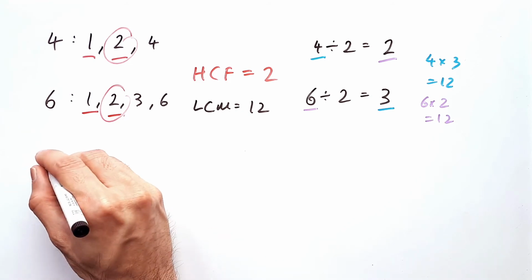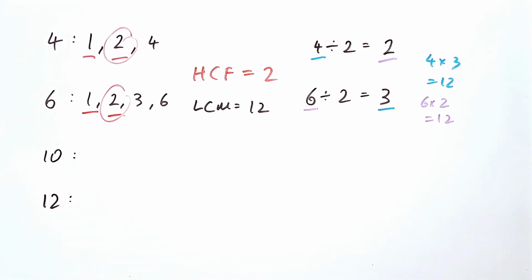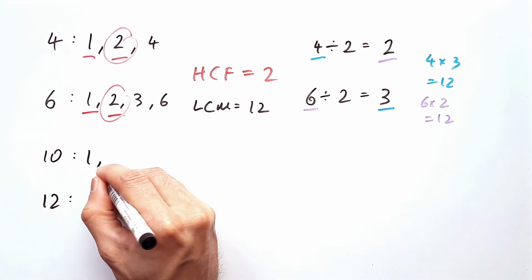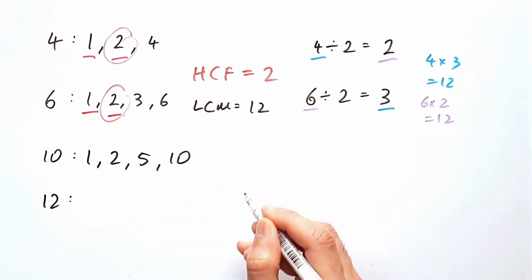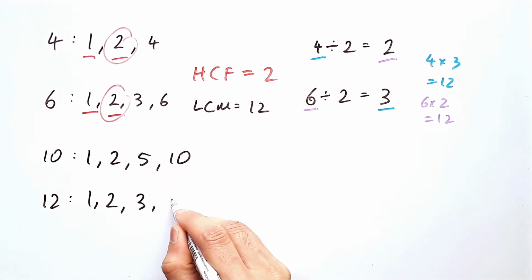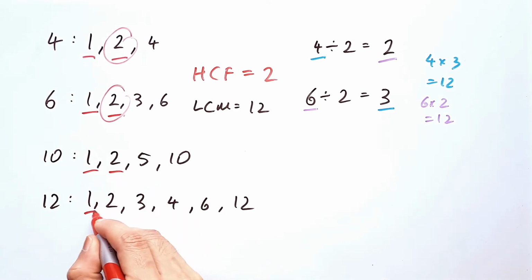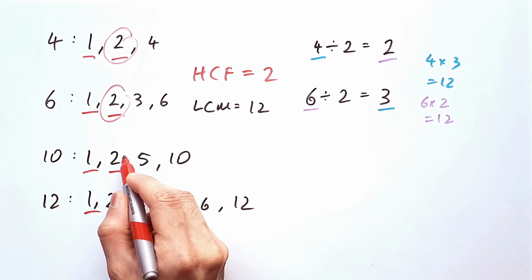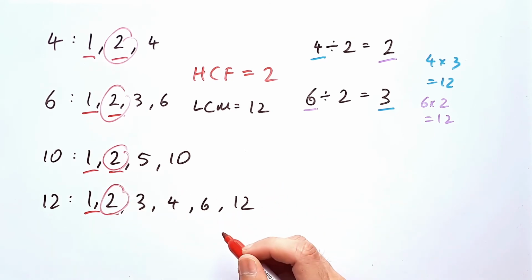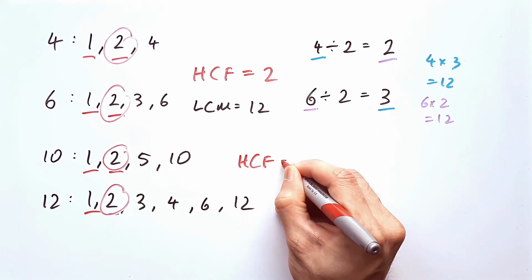So let's try this with 10 and 12 to see what the lowest common multiple is. For 10, the factors are 1, 2, 5, and 10. For 12, it would be 1, 2, 3, 4, 6, 12. Identify all the factors they have in common, which just seem to be 1 and 2 again, and then circle out the one that is the highest common factor. And so again, the highest common factor is 2.